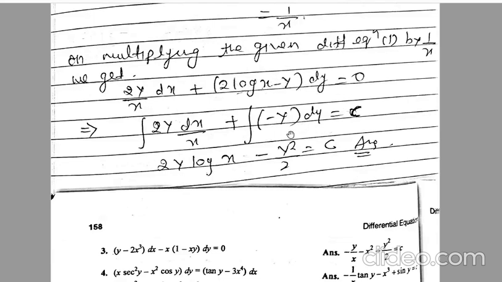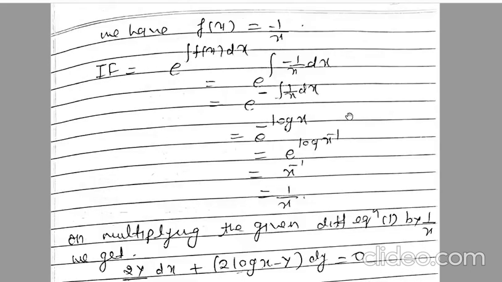So there is a 1 by x missing here, so guys, sorry for this. You can write in your notes 2y dx upon x, plus (2 log x upon x minus y upon x) dy is equal to c. So that equation will be our exact differential equation. If you want to check, then you can also check that equation, right?